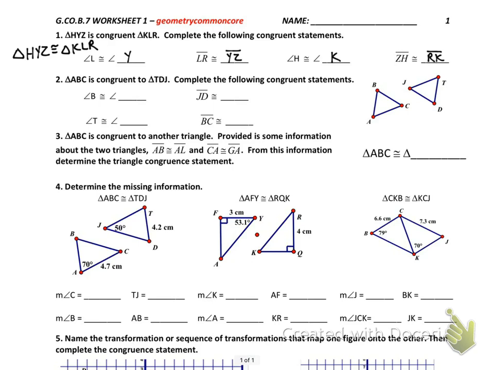All right, guys. So really quickly, just shout out the answers you got. So angle B corresponds to what? D. T corresponds to A. JD corresponds to CB. And BC corresponds to DJ. All right. And, of course, now we're saying that those elements are all congruent to each other. And we know that because we have the congruent statement.